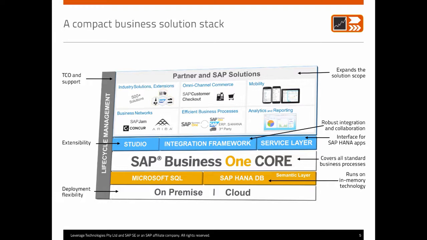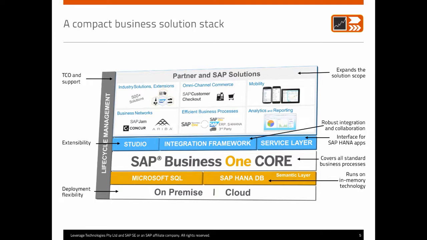So of course, deployment flexibility on-premise or in the cloud. We have options for you with the database that you choose to use, either Microsoft SQL Server or the SAP HANA database. The Business One core provides all those standard business processes, and then there are 3 components in SAP Business One which provide that robust integration and collaboration: the SAP Business One Studio, the integration framework, and the service layer.